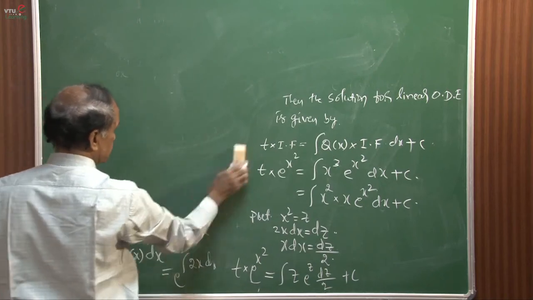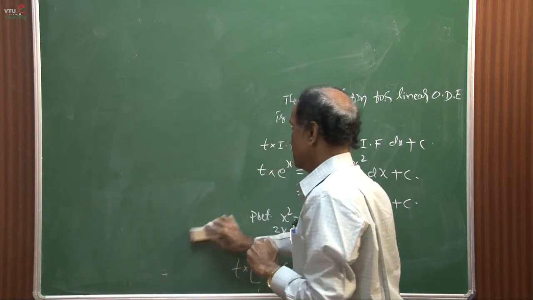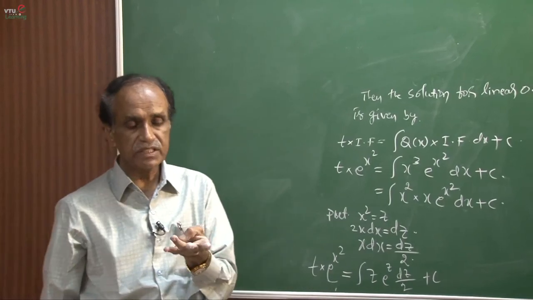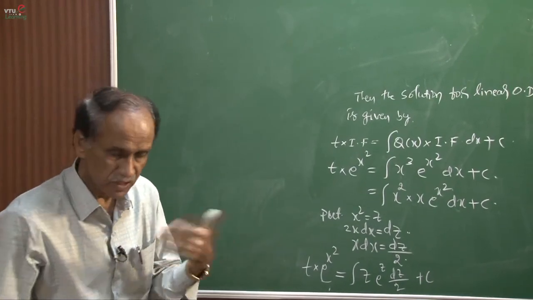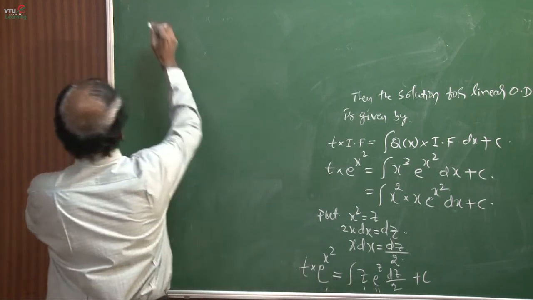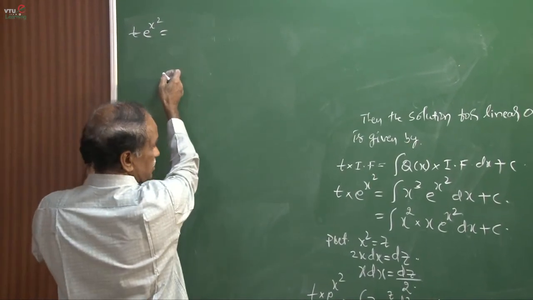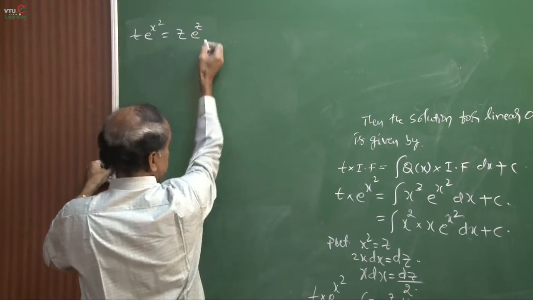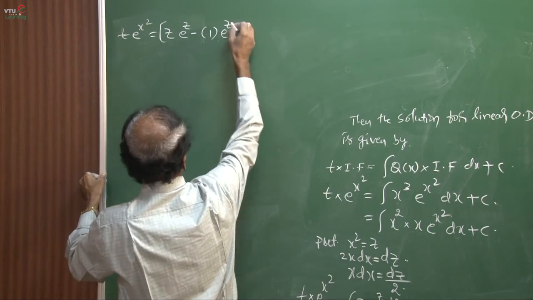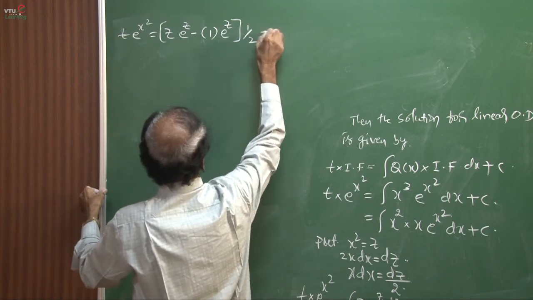Using integration by parts. What is that integration by parts formula? That is integration of u into v. It should be in the general form, otherwise you can use wordings: first into integral of second, minus integral of differential of first into integral of second. This formula also you can use. So this is first and this is second. That should be t into e to the power x square is equal to first function, that is z, e to the power z, minus differentiation, e to the power z twice leaves the same answer, and multiply 2 dz divided by 2, integration is completed, that is 1 by 2 plus constant.